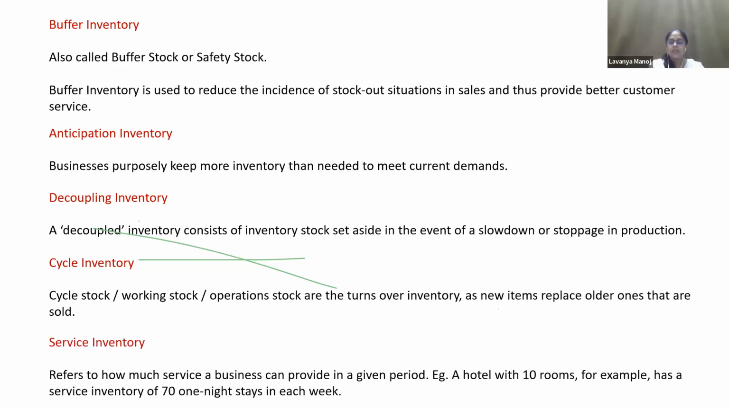And then we have service inventory. Service inventory is not directly in relation with the actual stock. It is completely related to the service industry, like hospitals or educational institutions. This is the example I have given: if a hotel has 10 rooms, each week the hotel can provide 70 night stays. This is a kind of service inventory. The same applies in educational institutions and in hospital industries. So this is the service industry.